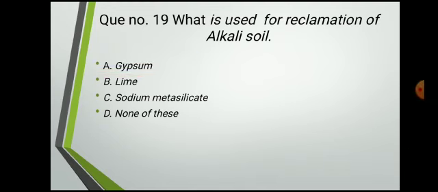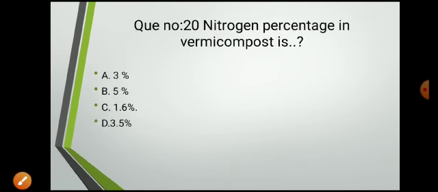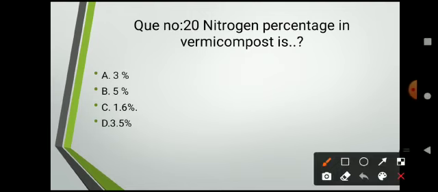Next question, question number 20. Nitrogen percentage in vermicompost is. Options are 3%, 5%, 1.6%, and 3.5%. And the correct answer is option C, 1.6%. It is the nitrogen percentage in vermicompost.